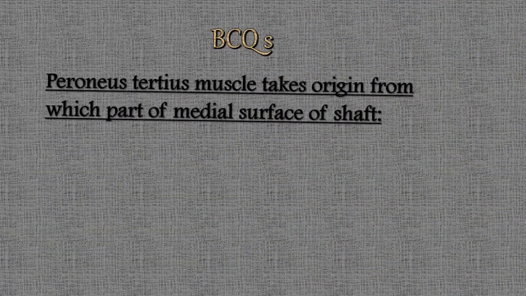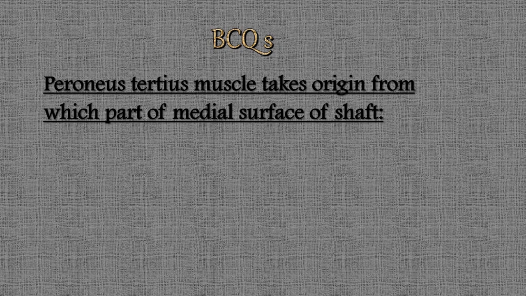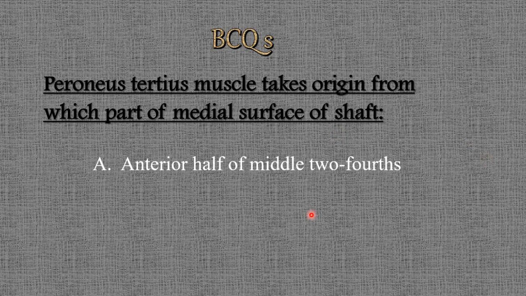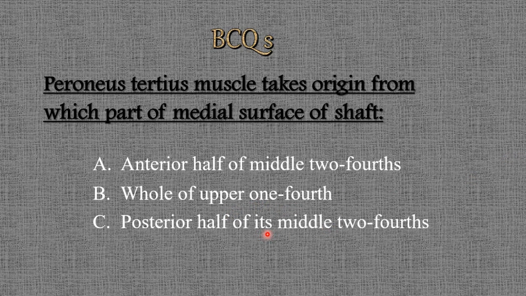MCQs. The peroneus tertius muscle takes origin from which part of the medial surface of the shaft? Now you should be clear about it. A. The anterior half of the middle two quarters. B. The whole of the upper quarter. C. The posterior half of its middle two quarters. D. The lower quarter. Now I hope you will not be confused because we have repeated this.